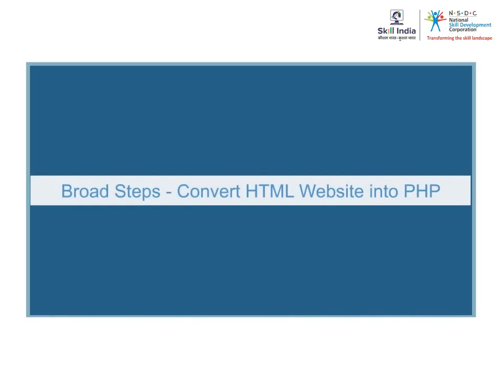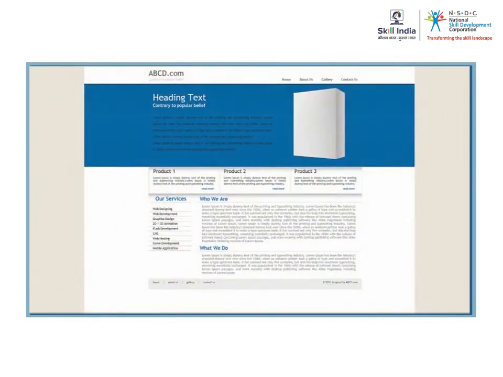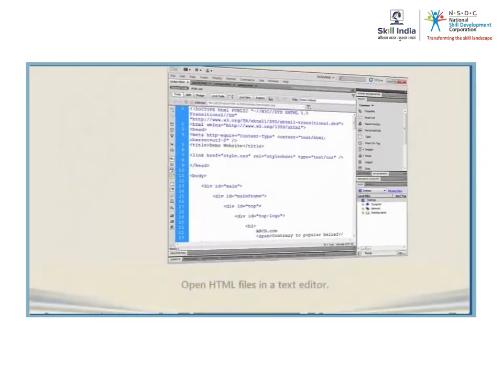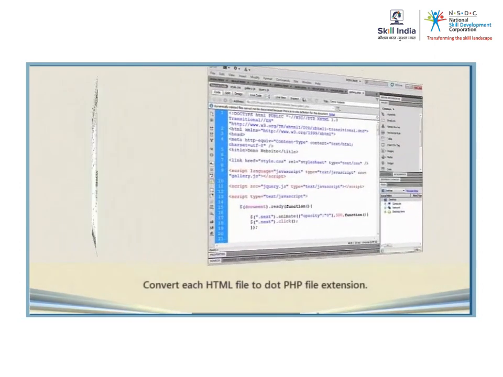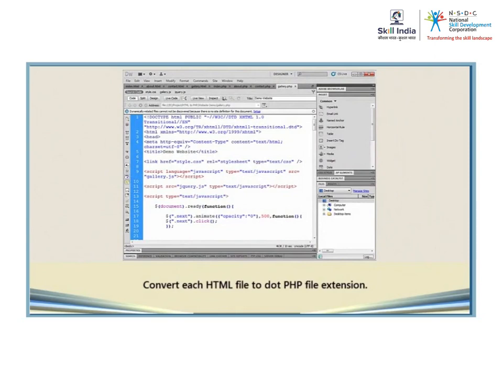Broad steps. Convert HTML website into PHP. Convert HTML files into PHP file by performing the steps enlisted below. Open HTML file in a text editor. Convert each HTML file to .php file extension.